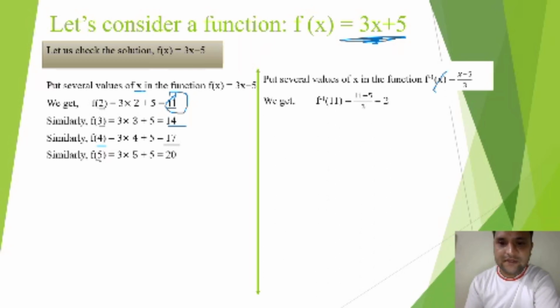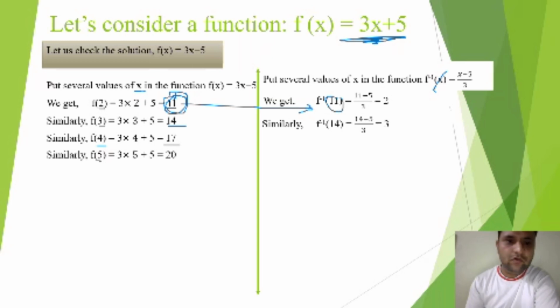So f inverse 11, the 11 that we had obtained here, I'm going to put the same 11 here as well. So f inverse 11 would be 11 minus 5 divided by 3. So f inverse 14 would be 14 minus 5 divided by 3, that will give us 3. You can see the answers are reversing. The answer that we had got earlier, 11, if we put that 11 in the inverse function, we'll get the original value that we had put earlier.